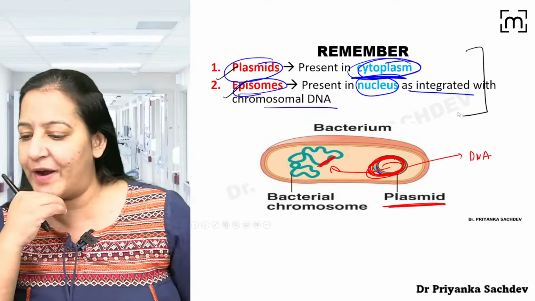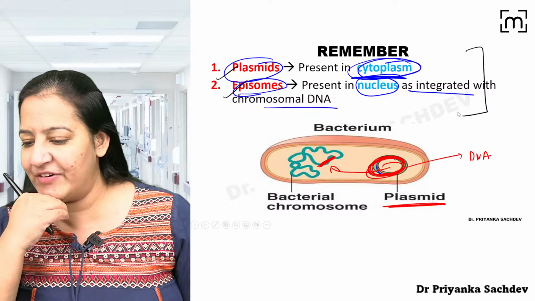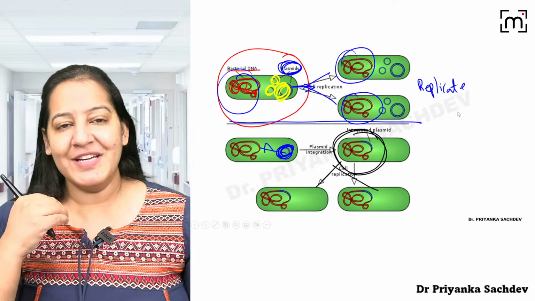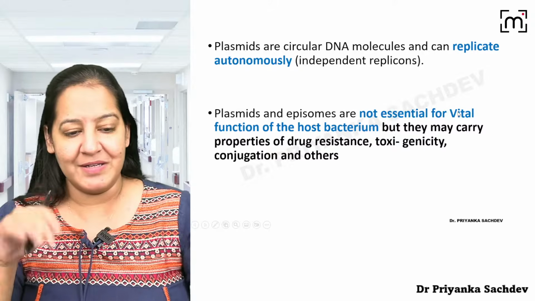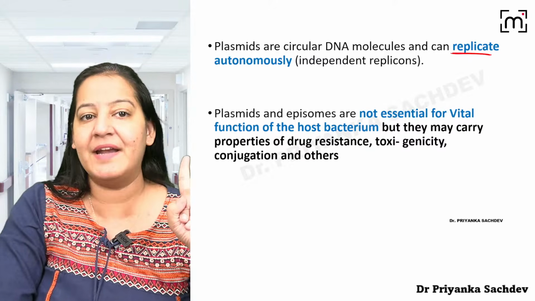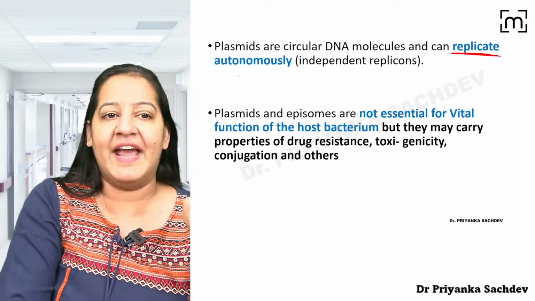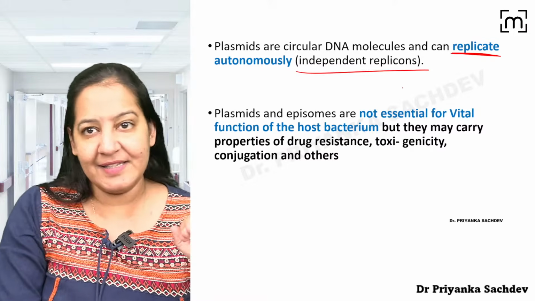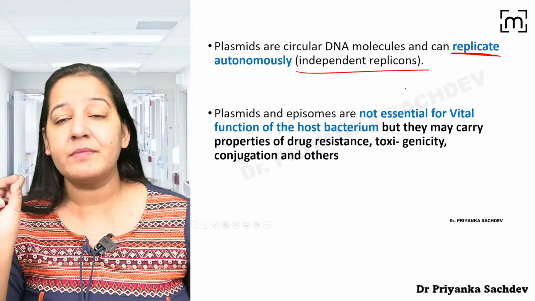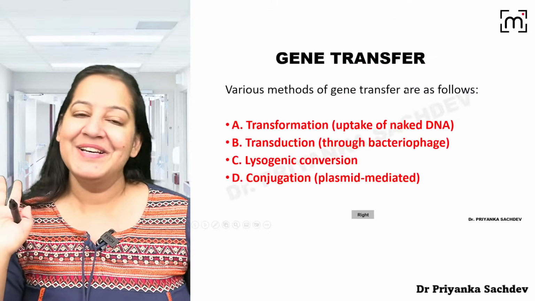Give me a thumbs up on this summary, everyone. So have you got it? Can we proceed ahead? You got it? So what we have learned is that plasmid and episome both replicate independently in the same way as the bacterial chromosome is doing. Right? So that is the thing.